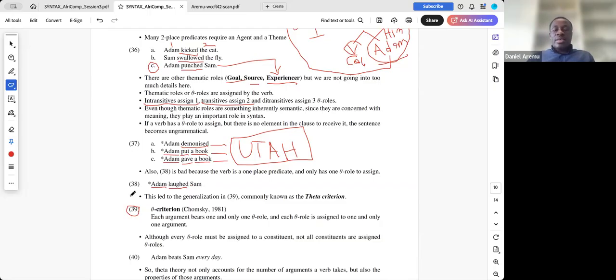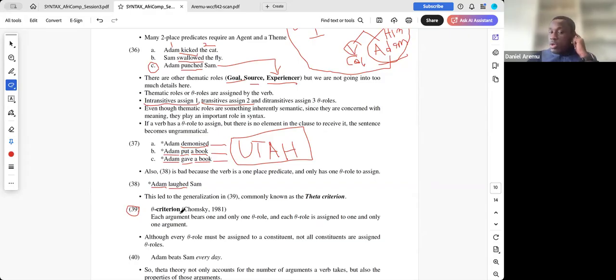And all this ungrammaticality and this interaction that we've seen between the different arguments and these verbs or predicates leads to this criterion in 39, which says each argument bears one and only one theta role. And each theta role is assigned to one and only one argument, basically. And what that means is that whenever a theta role is assigned to an argument, that argument can only take that one theta role. It cannot take any other theta role. Basically, that's what it means.